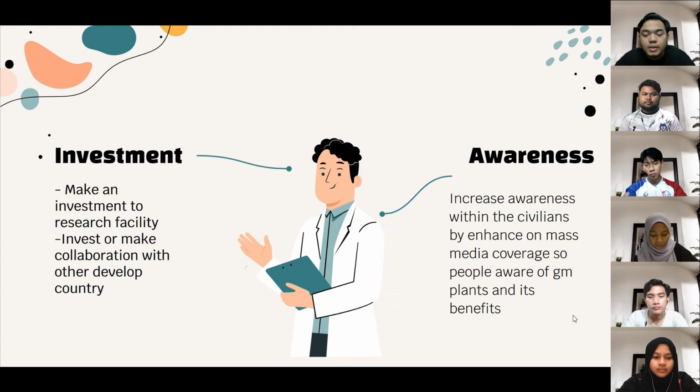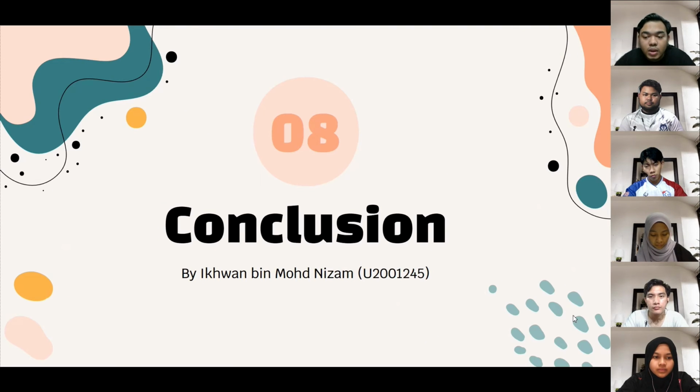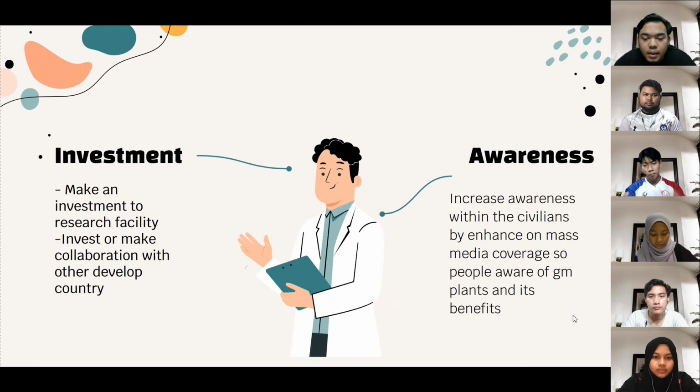And my second point is to increase awareness among civilians. We can enhance mass media coverage so that people are aware of GMOs and their benefits. We can see from the problems and challenges stated in the previous slide that we face many problems from locals who believe that GMO plants are bad for them. Therefore, by spreading the benefits and what it can offer to the consumers and also to Malaysia as a whole, maybe the citizens may change their minds and start to support genetic modified plants.